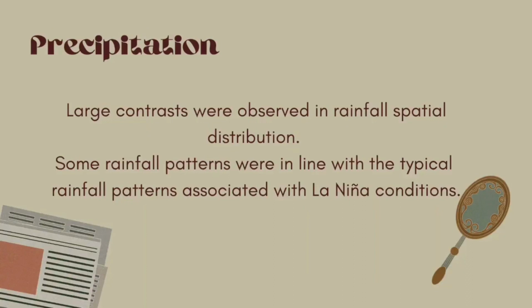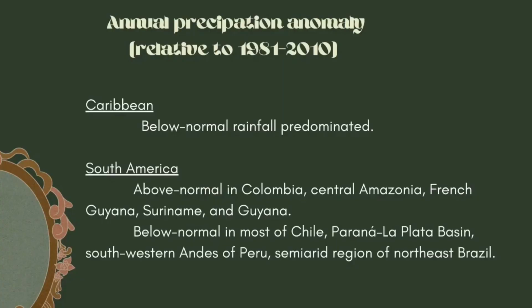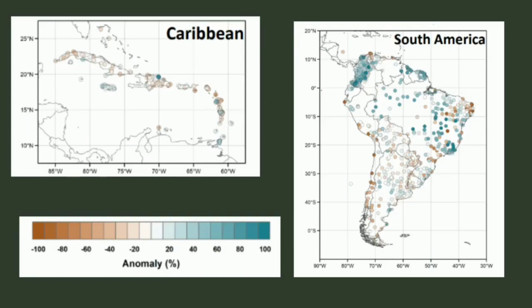So next is precipitation. Large contrasts were observed in rainfall spatial distribution. Some rainfall patterns were in line with the typical rainfall patterns associated with La Nina conditions. So, the annual precipitation anomaly is that ang Caribbean is below normal rainfall predominated, while South America is above normal in Colombia, Amazonia, Suriname, and Guyana, and below normal in most of Chile, southwestern Andes of Peru, then the northeast Brazil. Makikita natin sa map, ang Caribbean is below normal talaga sila, then ang South America din below ang most of Chile, southern region of Andes, Peru.